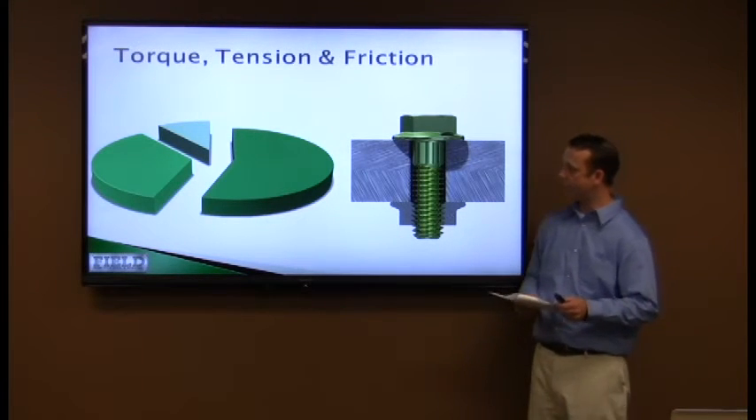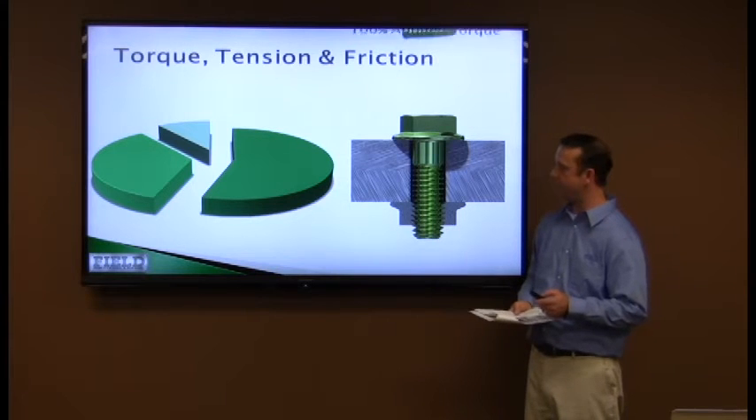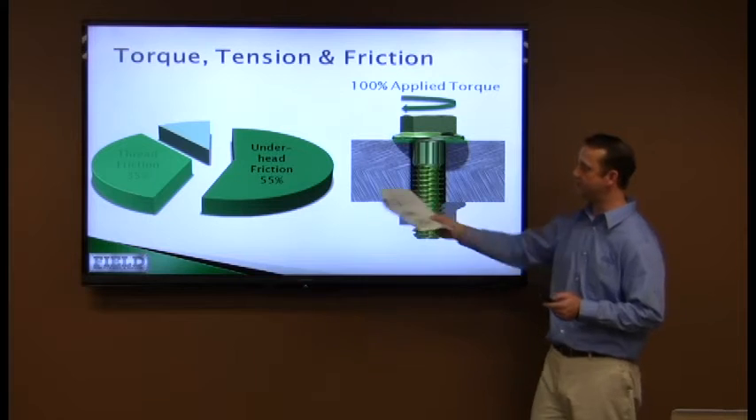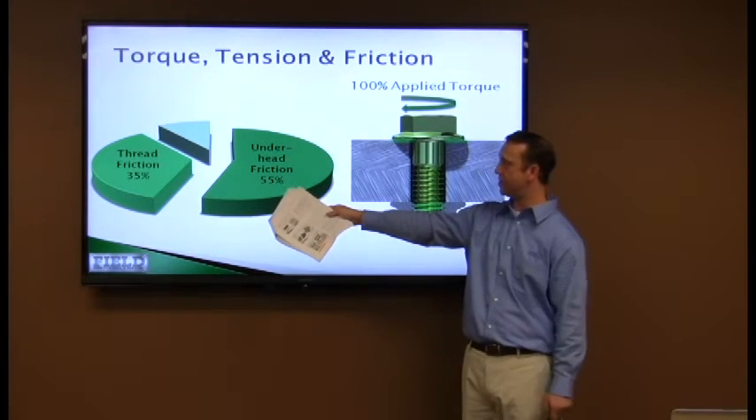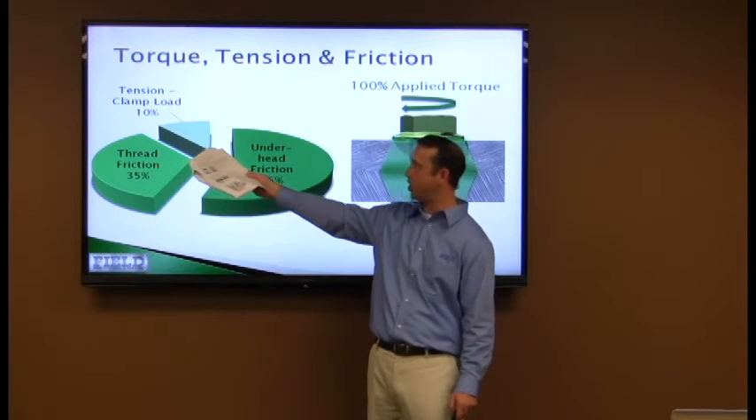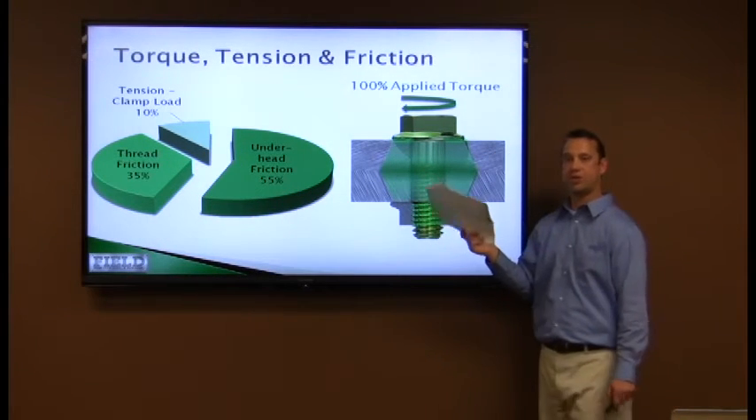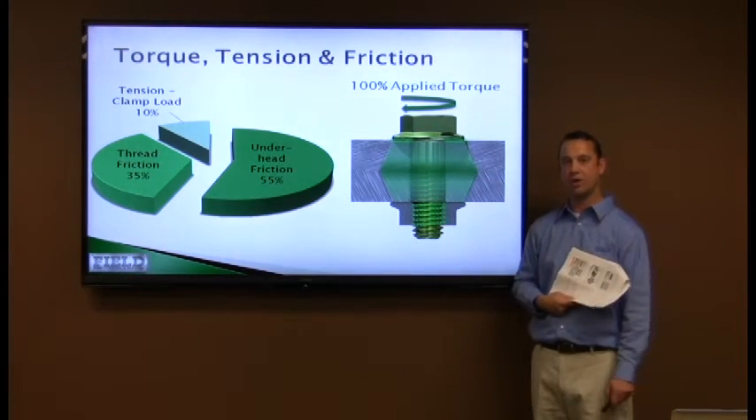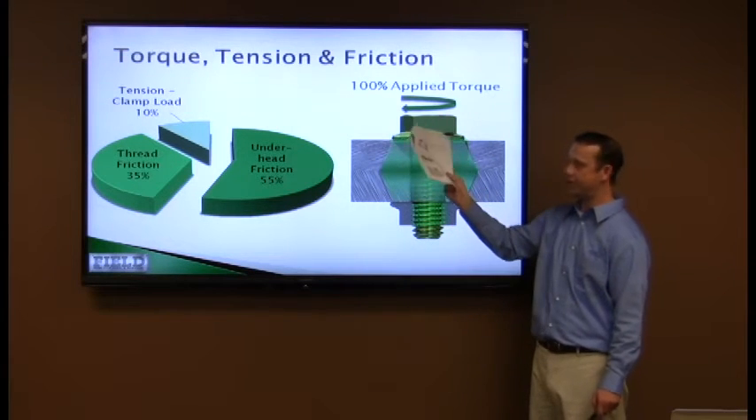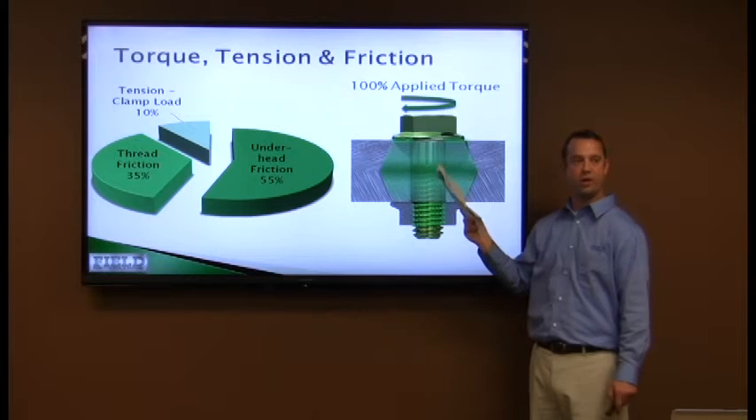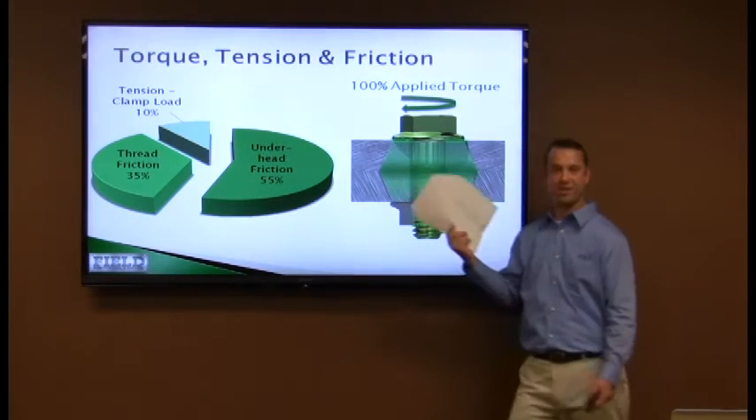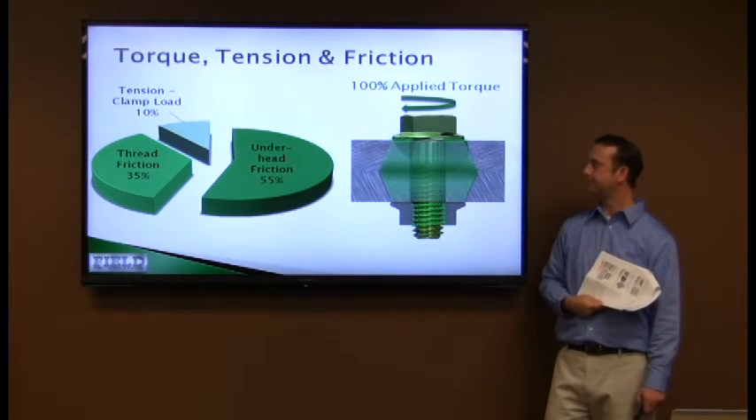So what that goes into is the old rule of thumb that a lot of people talk about: 100% of your applied torque on every kind of fastener, 55% goes into underhead friction, about 1/3 goes into thread friction, and only about 10% goes to stretching that bolt and creating clamp load. So there's a lot of waste in the joint. Not waste, but a lot of the force you're exerting isn't going to where it's helpful to you. The friction here, in this case, doesn't necessarily create clamp load.